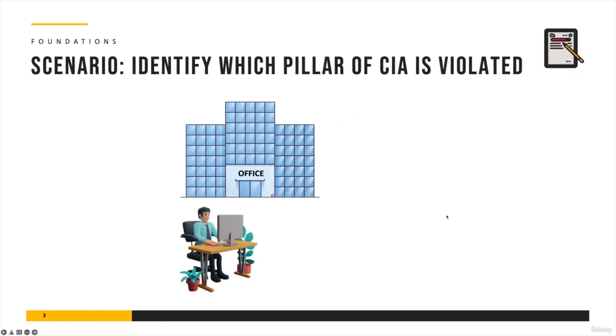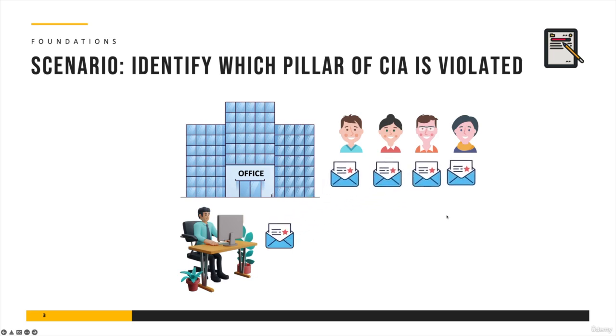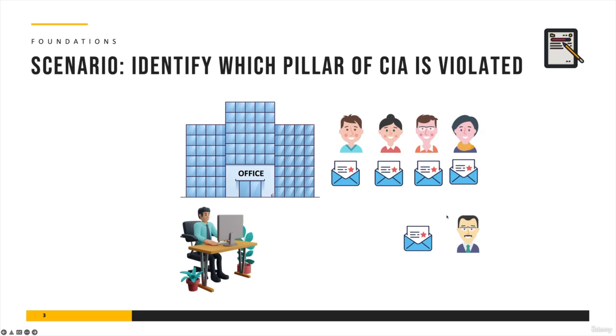Now, let's say you're working in your office and you have to send out an email to some of the employees in your organization, and this email basically contains some confidential data or proprietary information of your company. So what you do is that you write your email and you send it to all these people, but by accident you also included someone from another organization, and now they have also received a copy of that email. Now, in this situation, which pillar of CIA has been violated? I'm going to wait a couple of seconds.